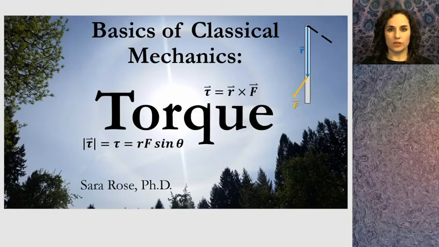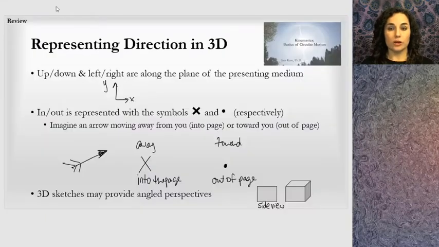This is a lesson on torque in the rotational kinematics unit. I wanted to start with a brief review about representing direction in 3 dimensions. Up and down and left and right are easy to do along the presenting medium, but when you have in and out of the page, it gets a little bit more complex.